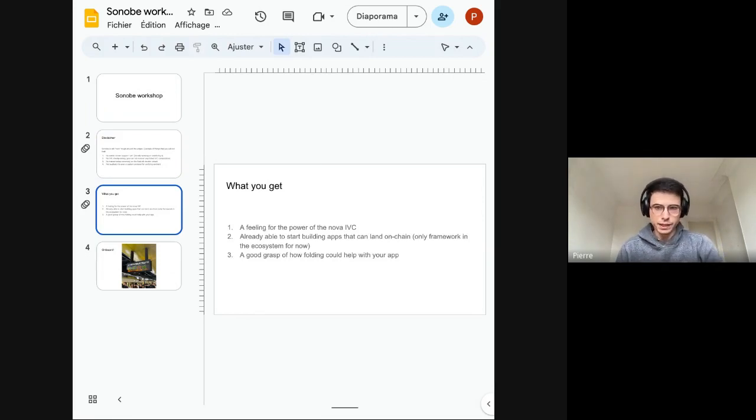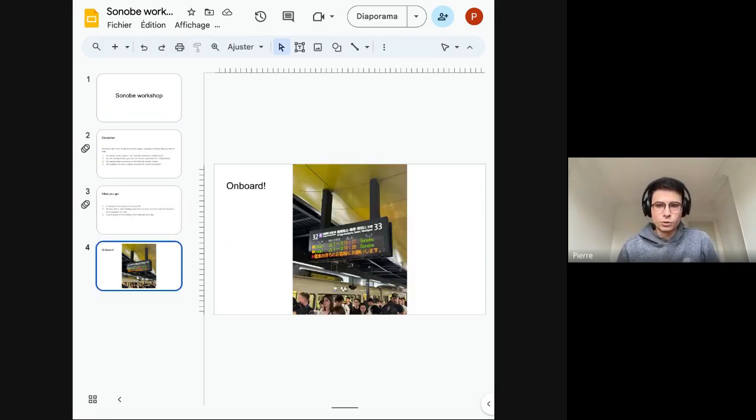What you will get, though, is, I hope, a feeling for the power of Nova IVC. Also a way to start building apps that can actually land on-chain. We are the only framework doing that right now, and also a grasp of how folding could help with your app. Cool. So let's go.